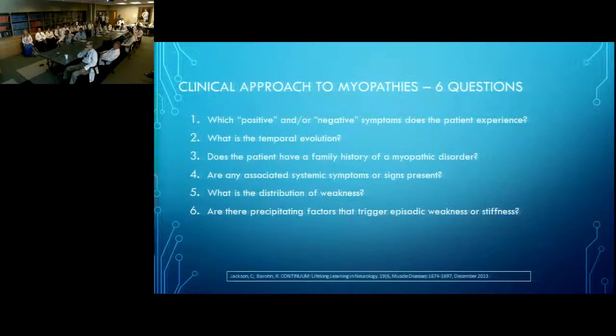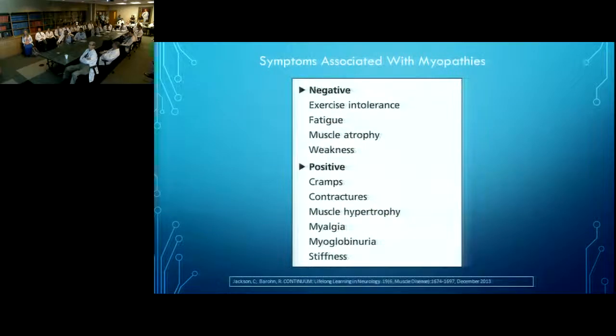So this approach is called the pattern recognition approach. It's recommended by 2 famous neuromuscular physicians, Dr. Jackson and Dr. Barron, and their articles are published in one of the recent Continuums, so I'm going to use a lot of their tables. The symptoms that are associated with myopathies are divided into the negative symptoms, the most common of which is the weakness, and also fatigue, muscle atrophy, and exercise intolerance. The positive symptoms include muscle cramps, contractures, myalgias, myoglobinuria, stiffness, and hypertrophy of the muscles.